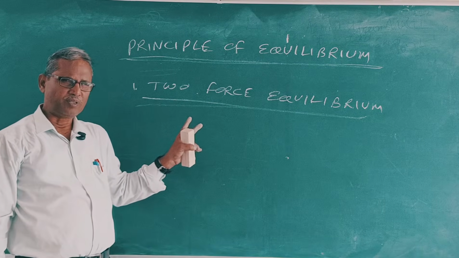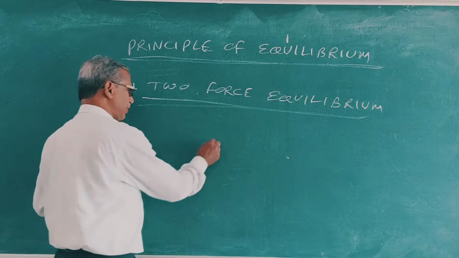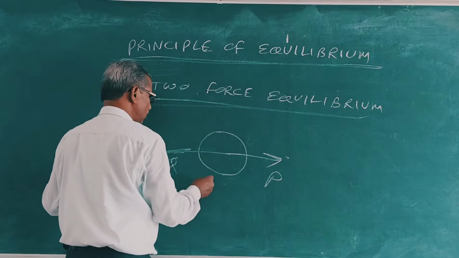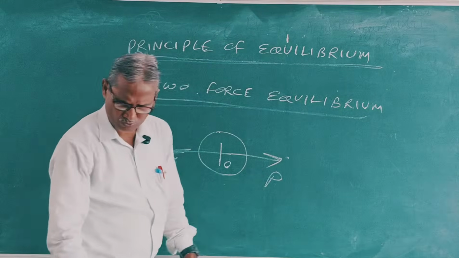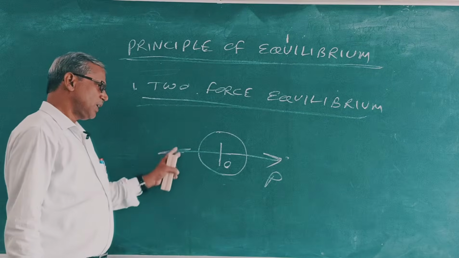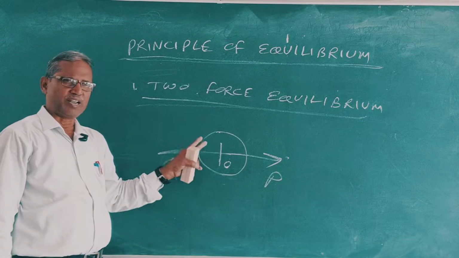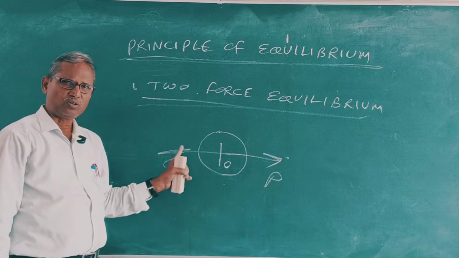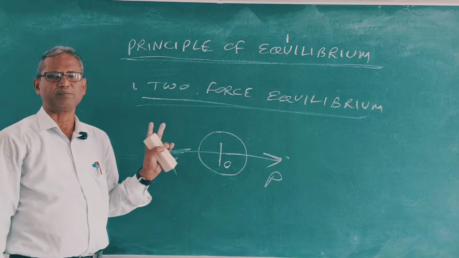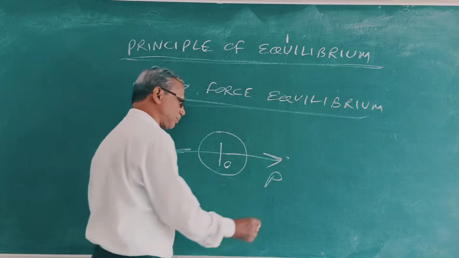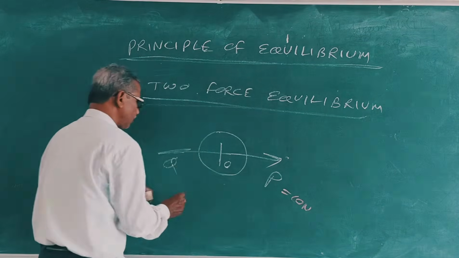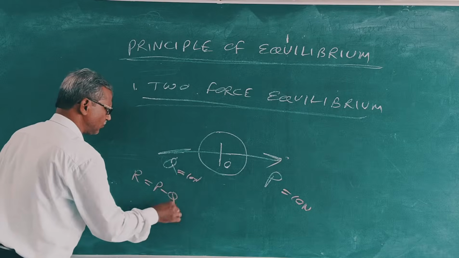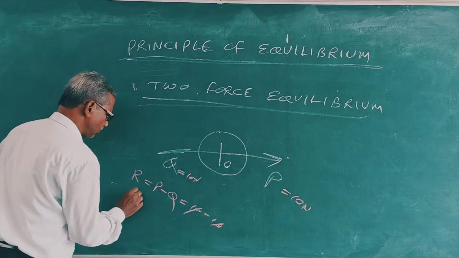This states that if two forces are acting on a body, suppose this is body, this is force P, this is force Q, both acting at point O. If two forces are acting on a body and the body is under equilibrium, then each force is equal in magnitude, opposite direction, and collinear. Then if P is equal to 10 Newton, Q is equal to 10 Newton. Clear? What is R equal to? P minus Q. So 10 minus 10 is equal to 0.